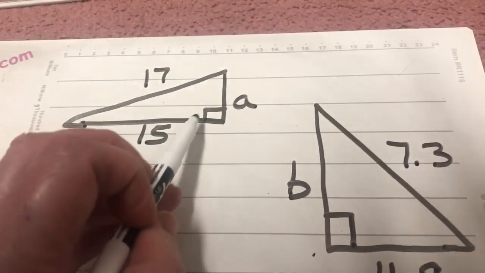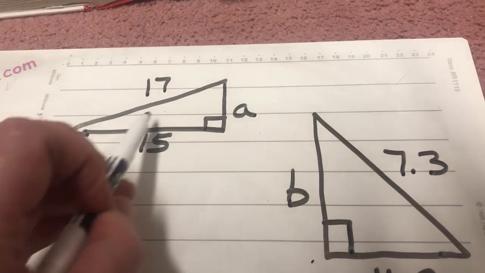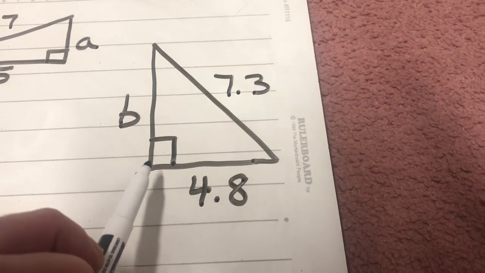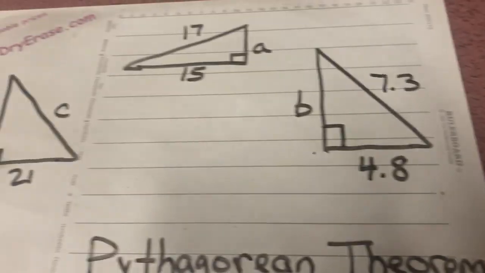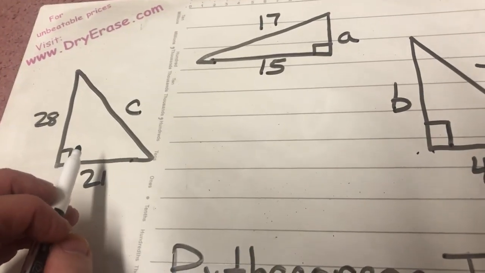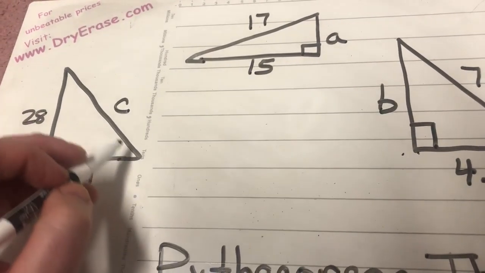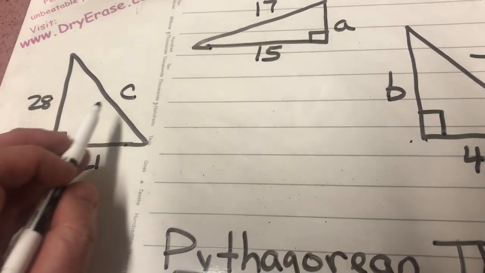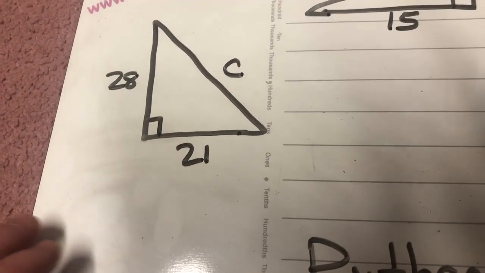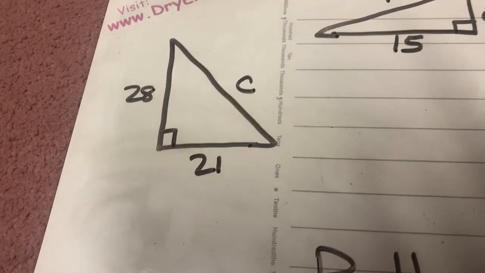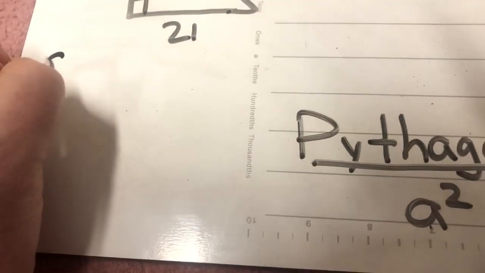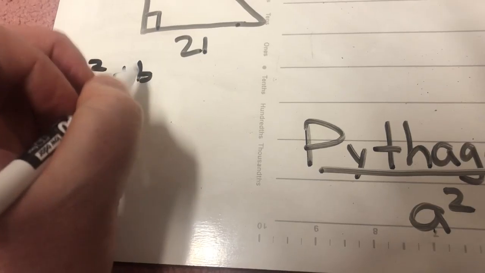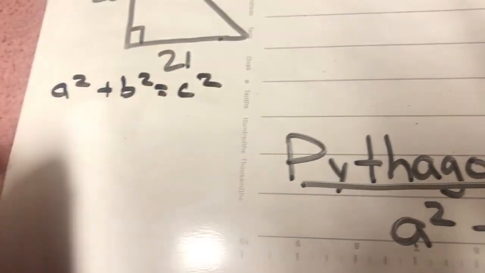So here in this second example, there's the right angle, there's the hypotenuse. In this third example we're going to do, there's the right angle, there's the hypotenuse. It really doesn't matter which one you use as A and B. What's important is that C is the hypotenuse, which is the one opposite the right angle. So when I look at this first example, I want to remember that A squared plus B squared equals C squared.